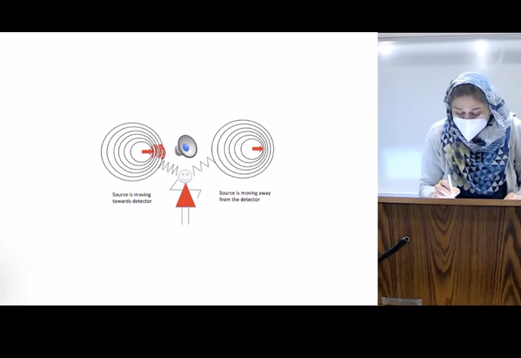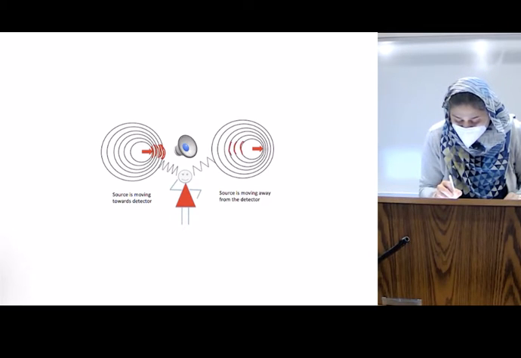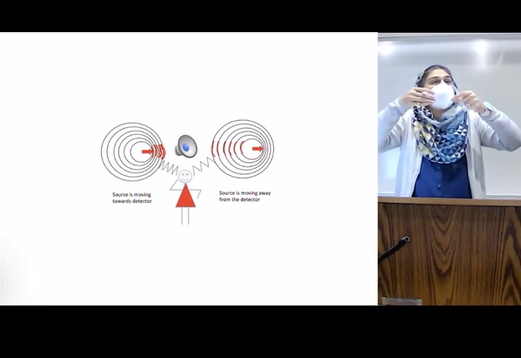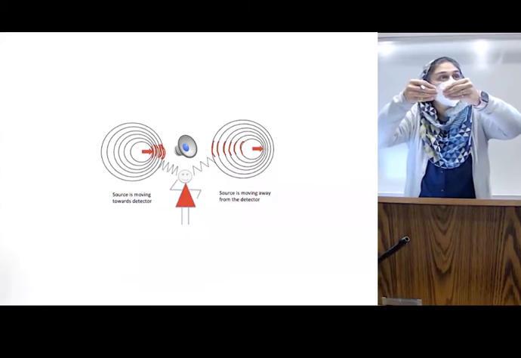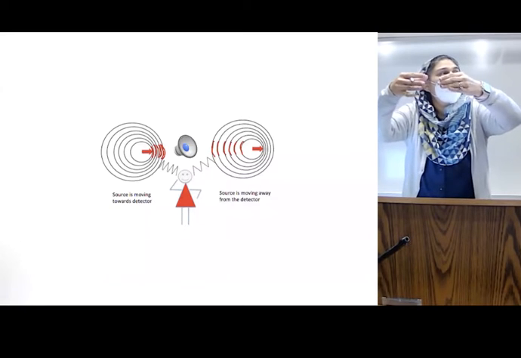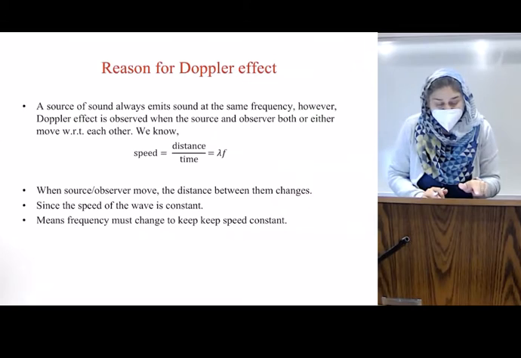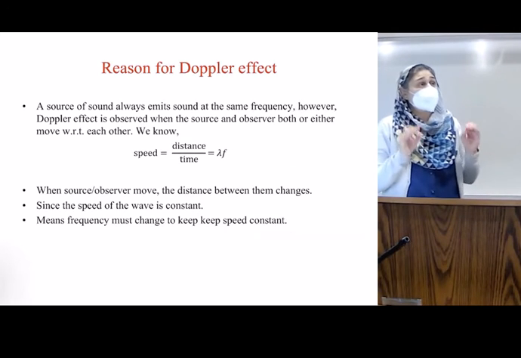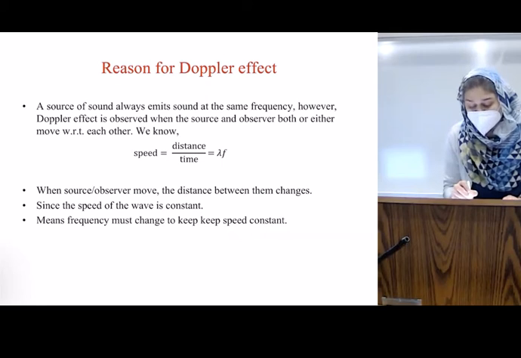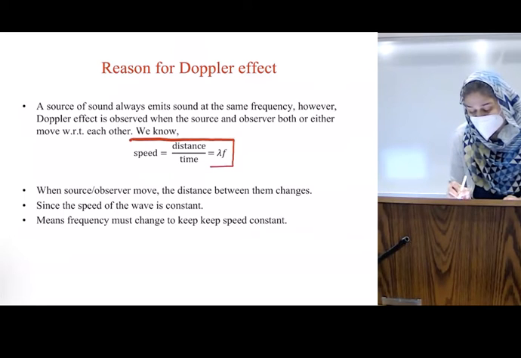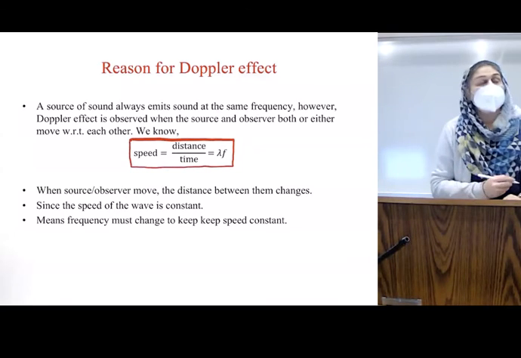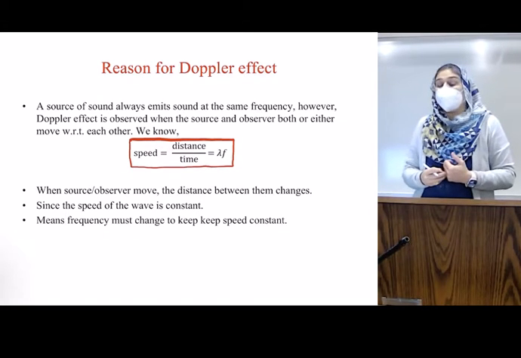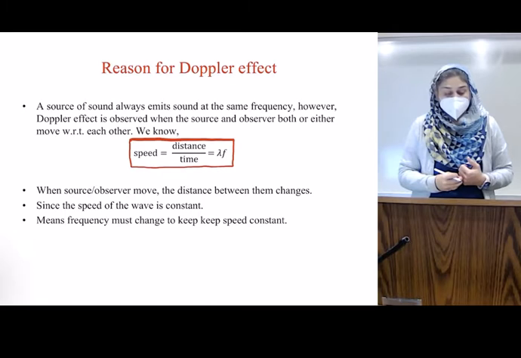Whereas look at this. High-pitched noise when it's coming towards you, low pitch when it's going away from you. And there is a reason for this. And the reason is very simple. It goes back to our standard formula that we have been talking about. Speed equals distance over time. Or, for the case of a wave, lambda f.